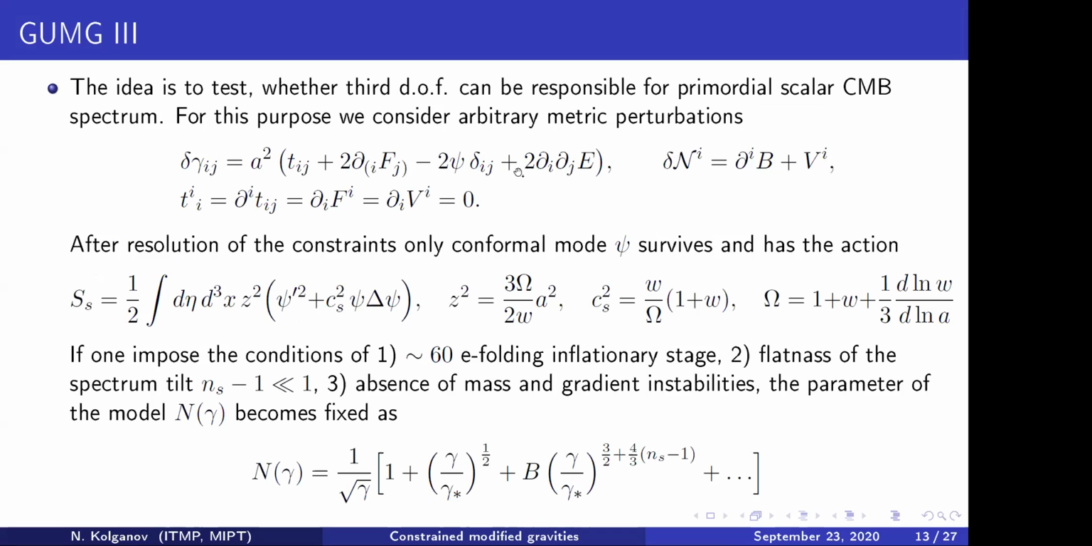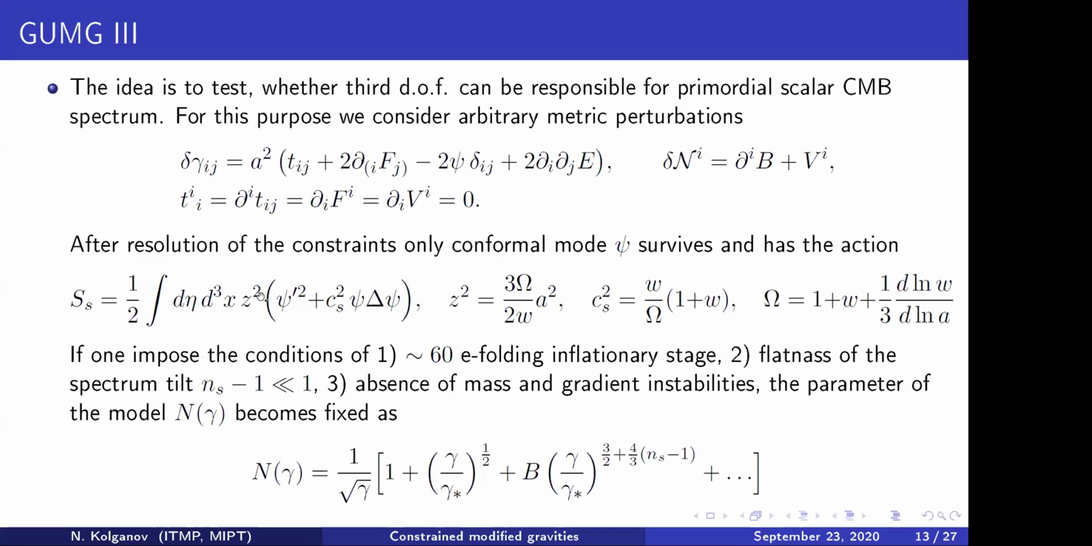So let us consider arbitrary metric perturbations on this Friedmanian background. After that we have tensor perturbations, vector perturbations, conformal mode, and another scalar perturbation. Shift functions can also be decomposed into a scalar part, longitudinal, and transverse part. After resolution of the constraints and gauging out non-physical degrees of freedom, only the conformal mode psi survives, and it has the action which is usually called the Mukhanov-Sasaki action.